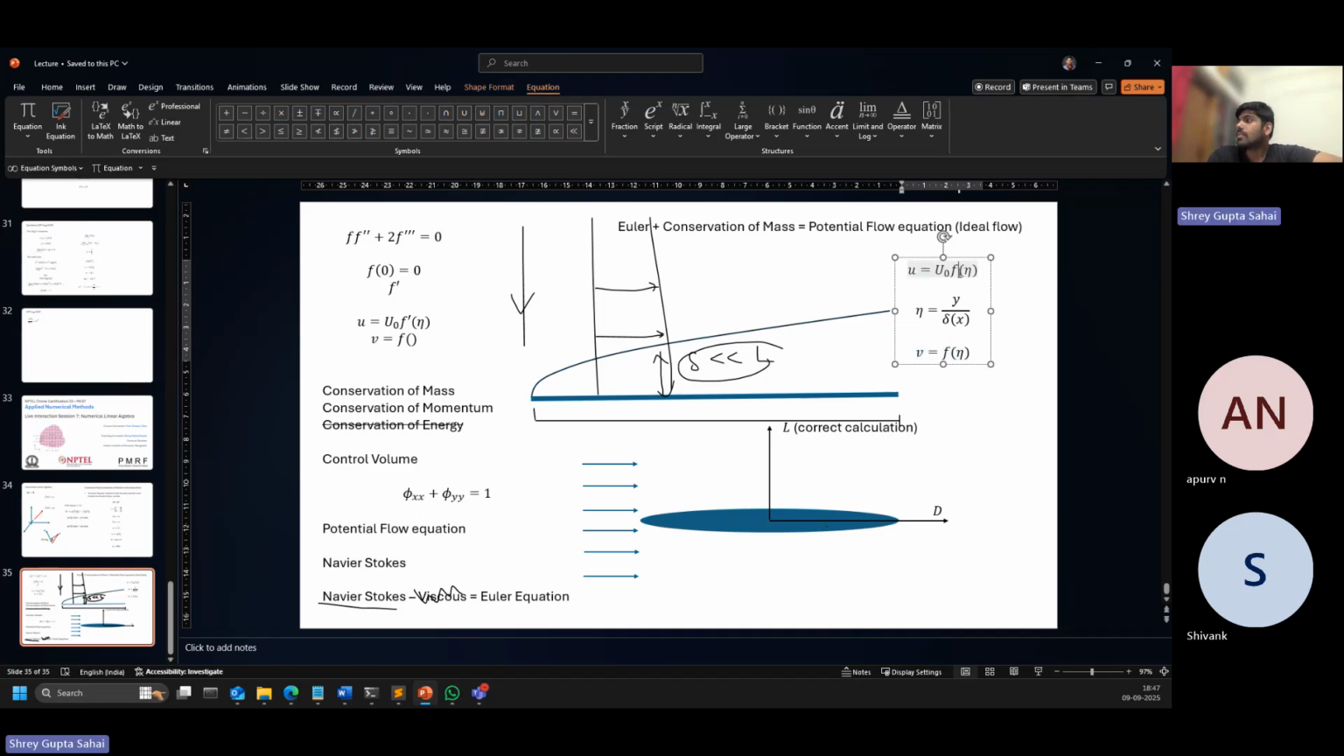Let me correct this. This should be f dash of eta. So it's a slope. It's not f of eta, it's f dash of eta. Sorry for that.